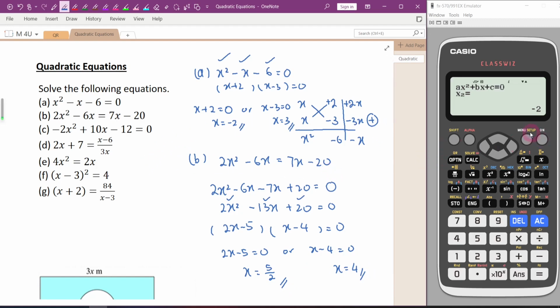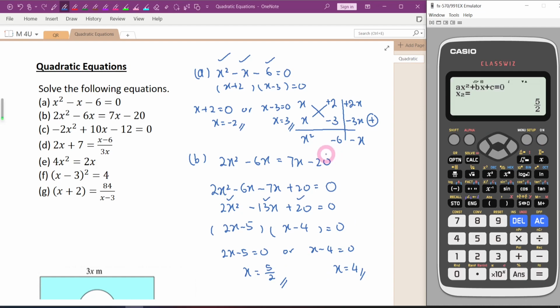Again, if you want to check, you can do it this way. Since we're already in this mode, I just press equal until I see this, and I will key in again. So here will be 2, negative 13, 20. One of the answers is 4, and equal again. Another answer is 5 over 2. Yes, our answers are correct.